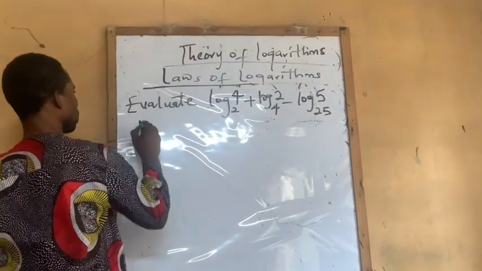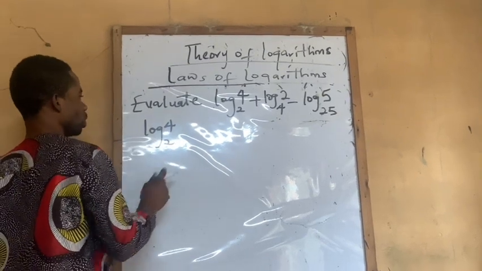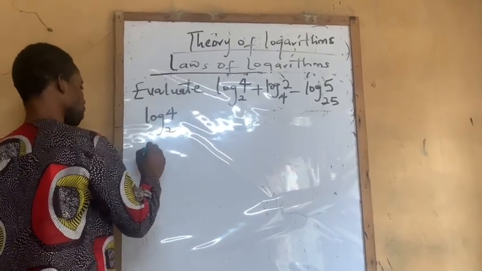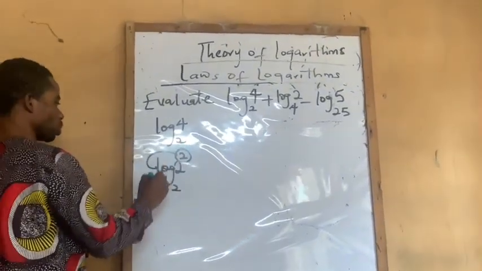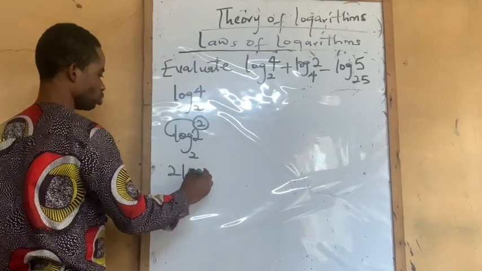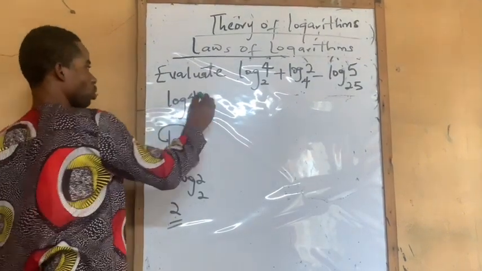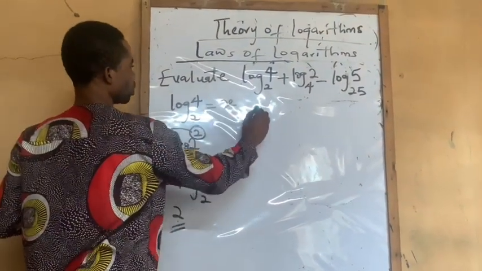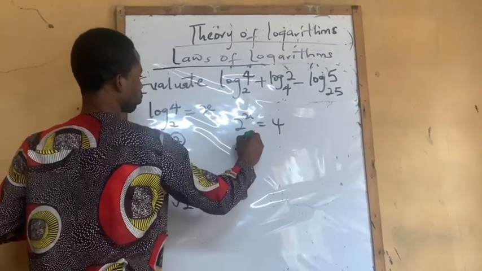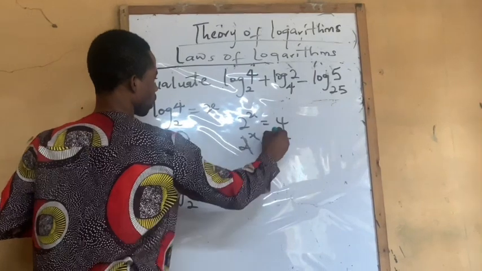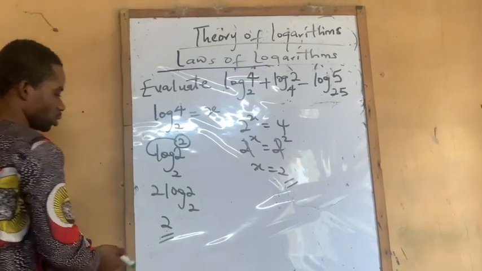You pick this one out, log 4 base 2. So you do this one separately. You can do it in two ways. You can either do it like this: this 4 can be 2 raised to the power 2, log base 2. And you bring this power to the front, 2 log 2 base 2. Log 2 base 2 is 1. 1 times 2 is 2. Or you do it like this: equal to x, so 2 raised to the power x equals 4. That is 2 raised to the power x equals 2 raised to the power 2. You cancel the bases, your x equals 2. Either you do it like this, or like this, you still get your 2.